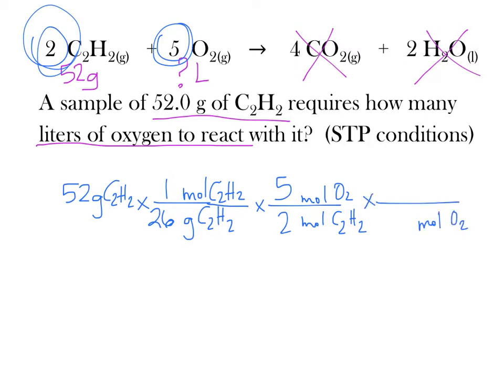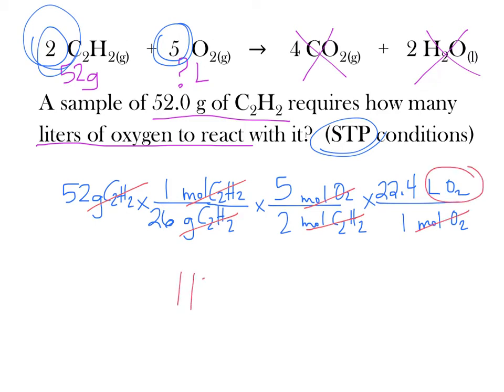Moles of oxygen, liters oxygen. And since this is at STP conditions, 1 mole of any gas, and in this case oxygen gas, has a volume of 22.4 liters. So here we have 52 grams cancel out, times 1 over 26, moles cancels out, times 5 over 2, moles cancels out, times 22.4, and we end up with 112 liters oxygen. Let's work another problem.